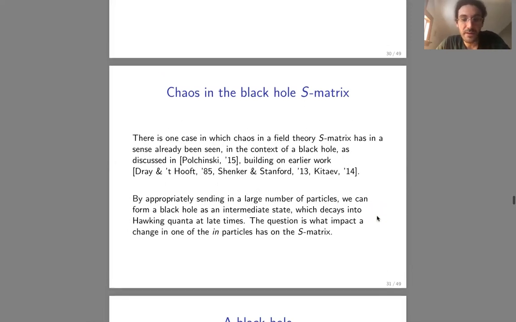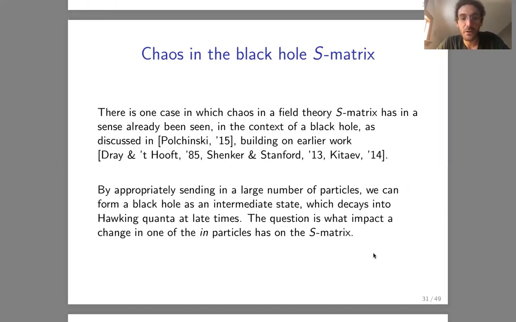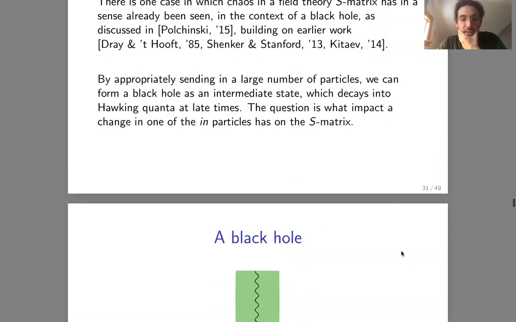By appropriately sending in a large number of particles, we can form a black hole as an intermediate state, which decays into Hawking quanta at late time. And now one can ask precisely this question we were asking. Suppose we change one of the in particles, how does this affect the S matrix? Is there chaos? So this is just a specific example of what we've been discussing.